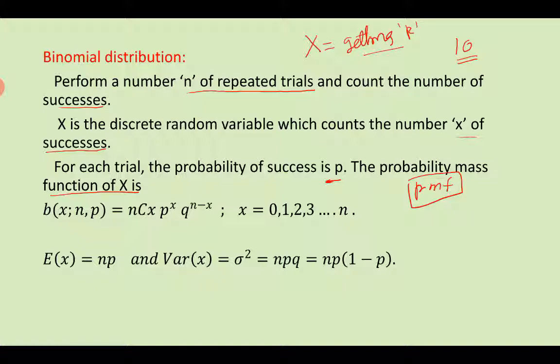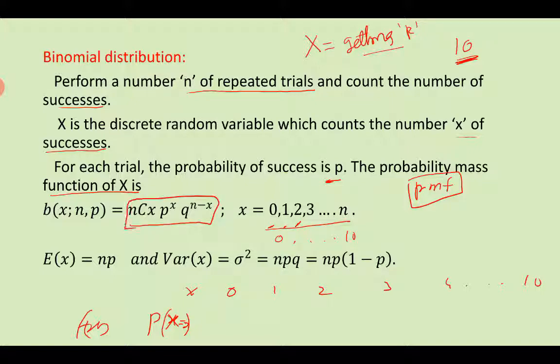Now here, x values: when we take a card 10 times, maybe 0 times we get a red card, maybe 1 time, maybe 2 times, maybe all the 10 attempts will end in red cards. It's possible, isn't it? So x may start from 0 and end at 10, and for every occurrence, x = 0, 1, 2, 3, 4 up to 10, we can find a probability f(x). How to find it? This formula should be used.